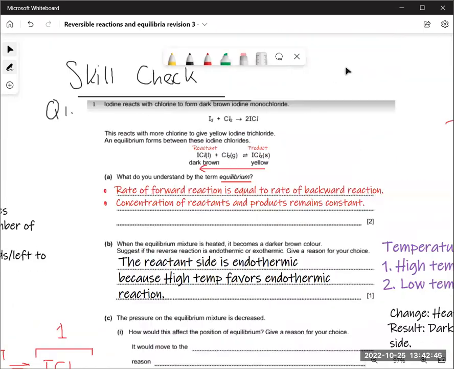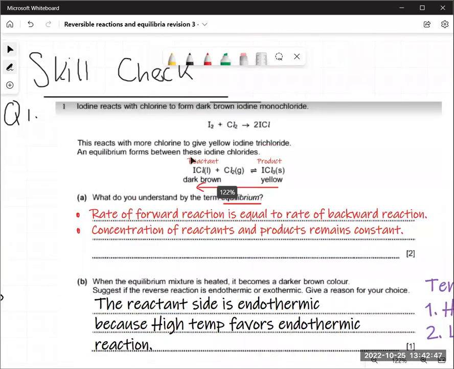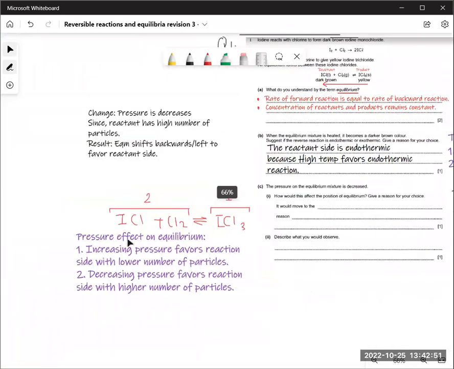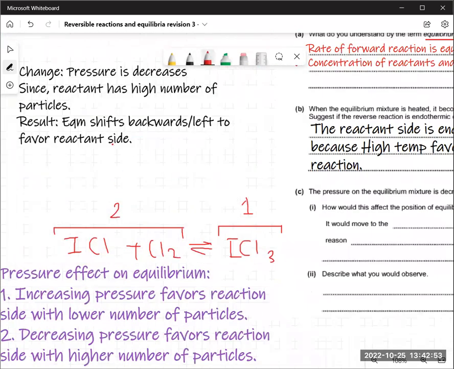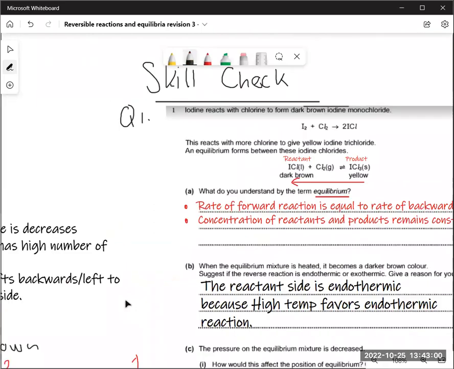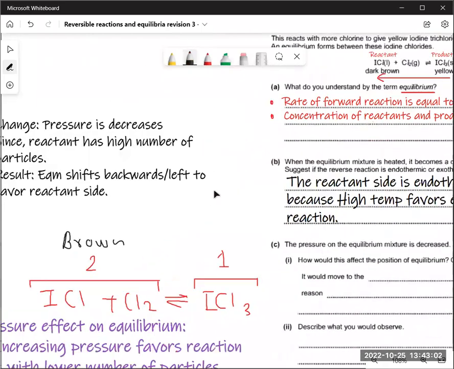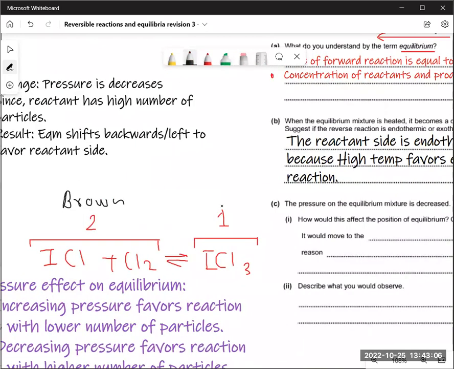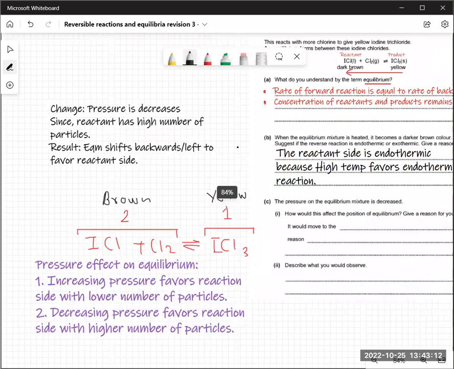Now, let's say, unlike the last reaction, the reactant is brown. Is it brown? Yes. And the product is yellow. Now, which side is the reaction going, Anas? Backward or forward right now?